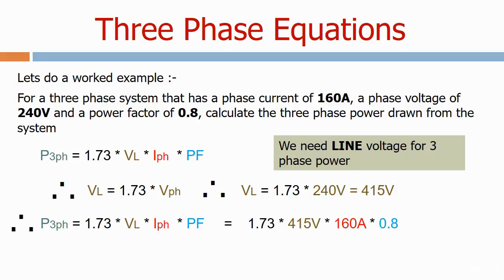Let's put the numbers in now. It equals 1.73 times 415 volts times 160 amps times 0.8. Therefore, the three-phase power is 91,897 watts, or 91.897 kilowatts.